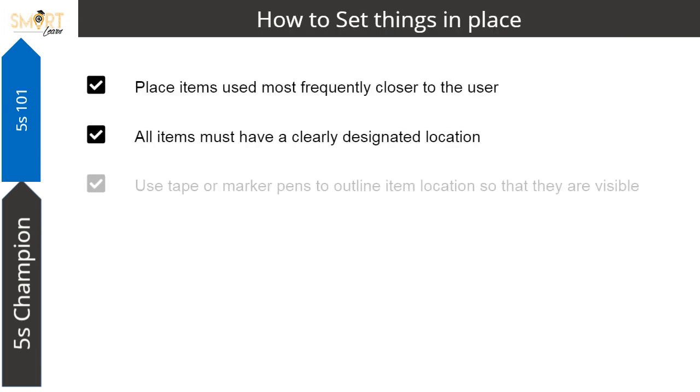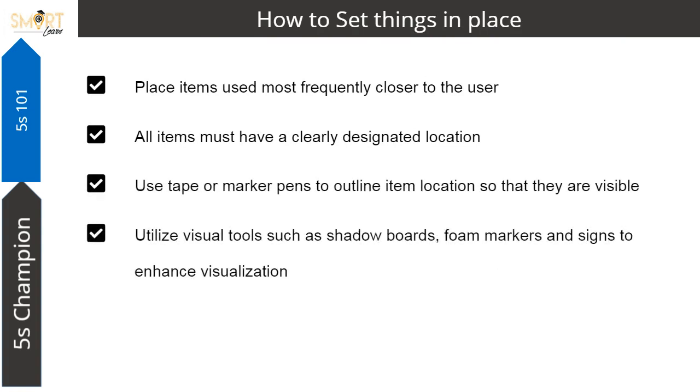How to set things in place. Place items used most frequently closer to the user. All items must have a clearly designated location. Use tape or marker pens to outline item location so that they are visible. Utilize visual tools such as shadow boards, foam markers, and signs to enhance visualization.